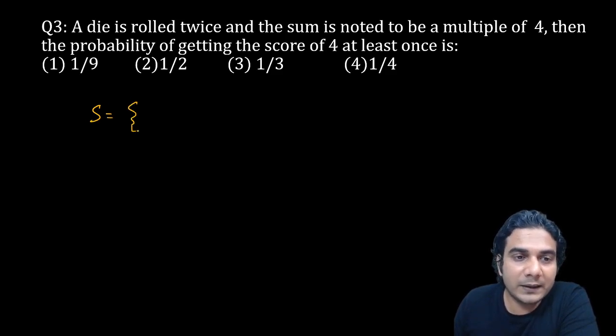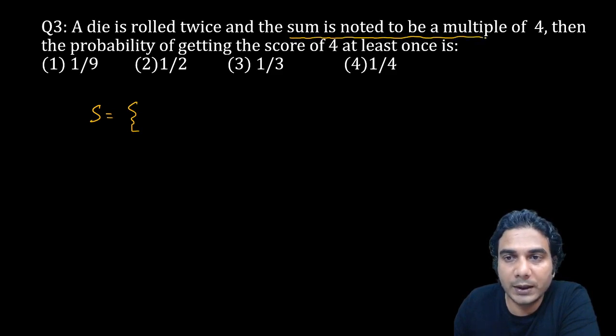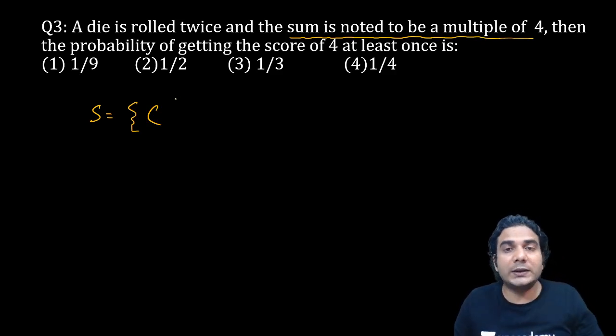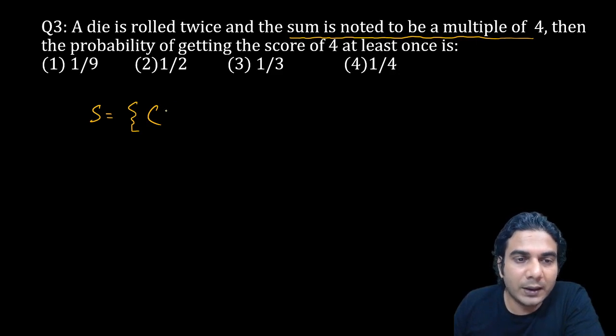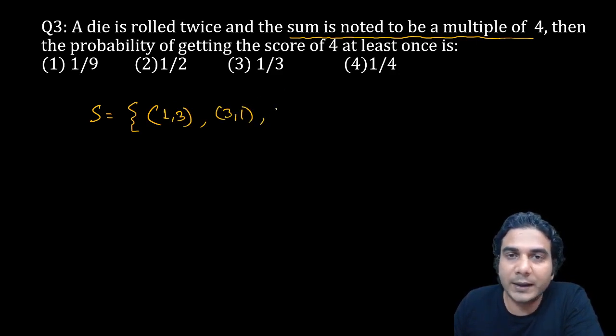So after reading this condition, sum is noted to be a multiple of 4, that means sum can be 4, 8 or 12. It is already given. So sum can be 4 when a die is rolled twice or 2 dice are rolled simultaneously. Both are same thing. So on first die it might be 1 and on second die it might be 3, 1 comma 3, or 3 comma 1 also. First die 3, second die 1. And what is the other way of getting 4? 2 comma 2. So this is for getting sum 4.